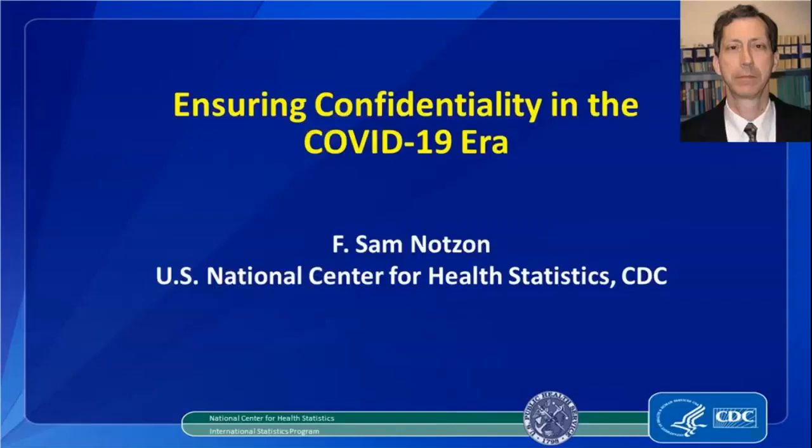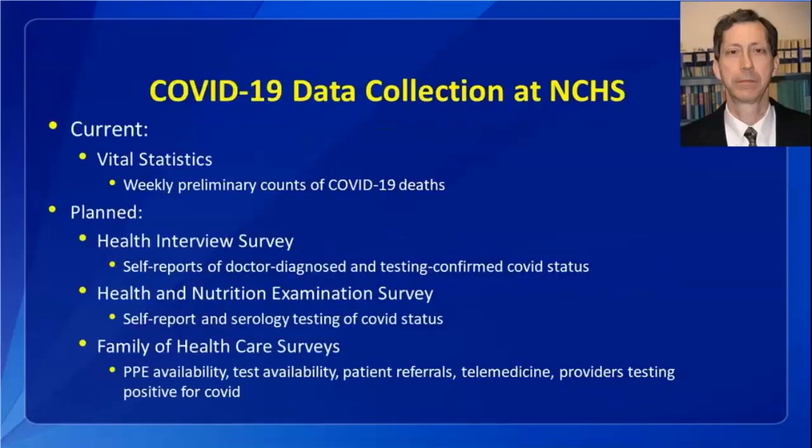What I intend to talk about this morning is plans at the U.S. National Center for Health Statistics for data collection on COVID-19, and also to describe the safeguards that we have in place to ensure data protection. Next slide, please. I'm going to cover our 4 major data systems and the plans in place now for additional questions on COVID-19 or the availability of COVID-19 data in each one.